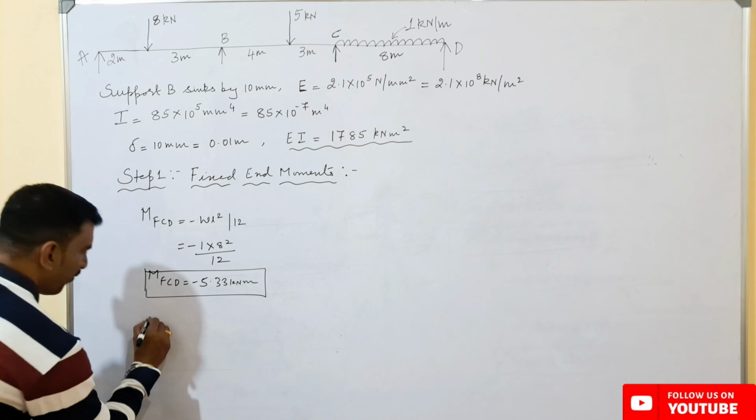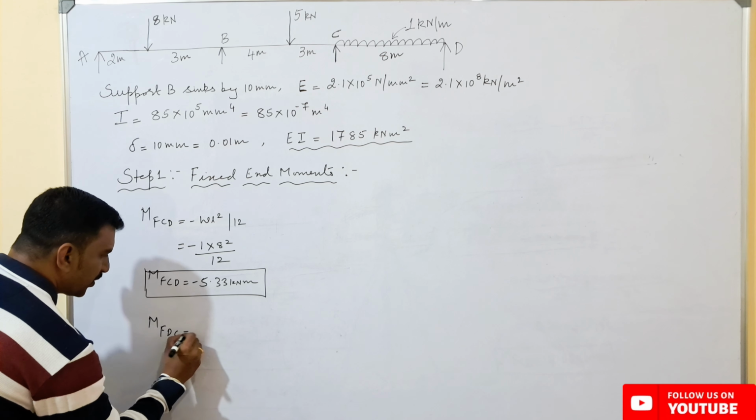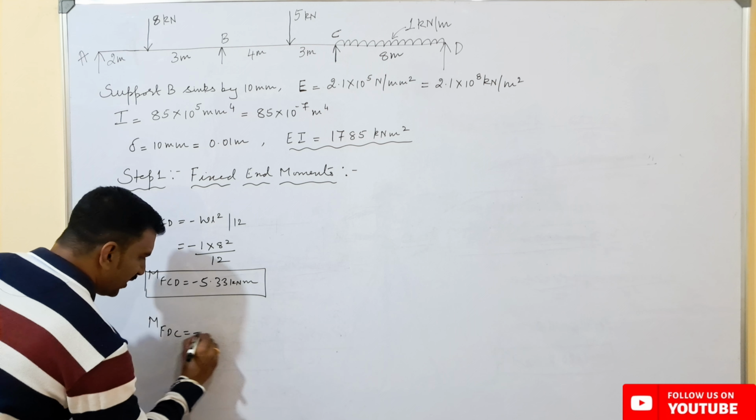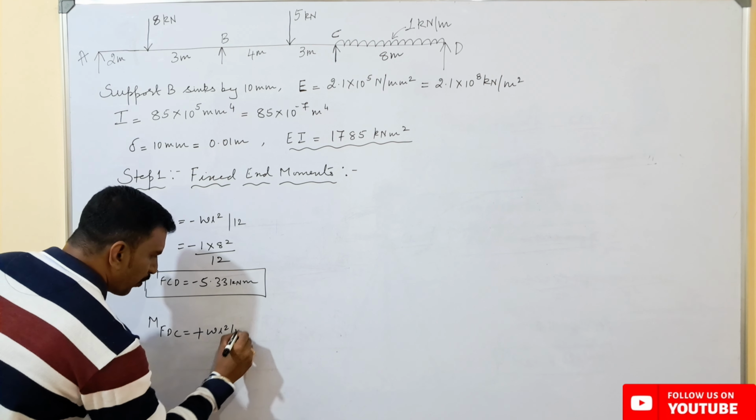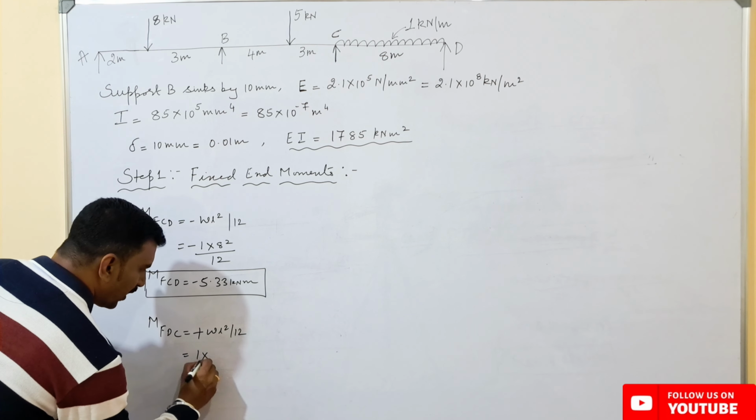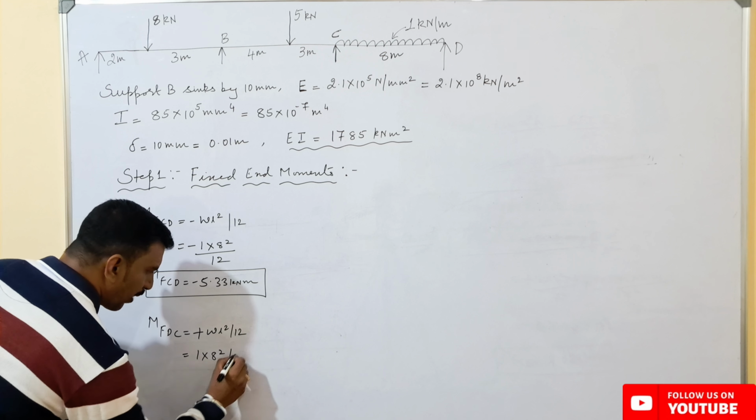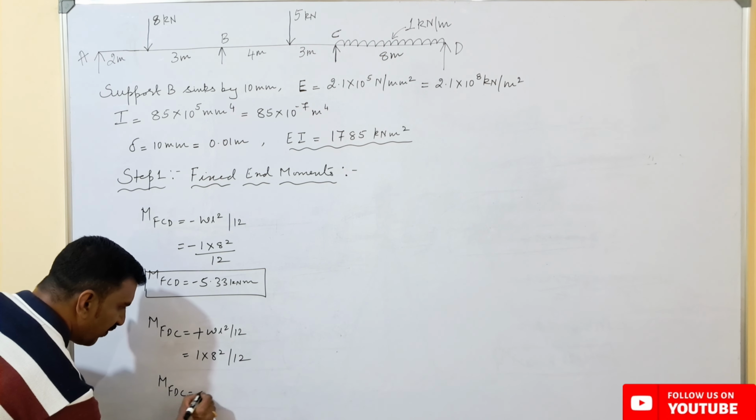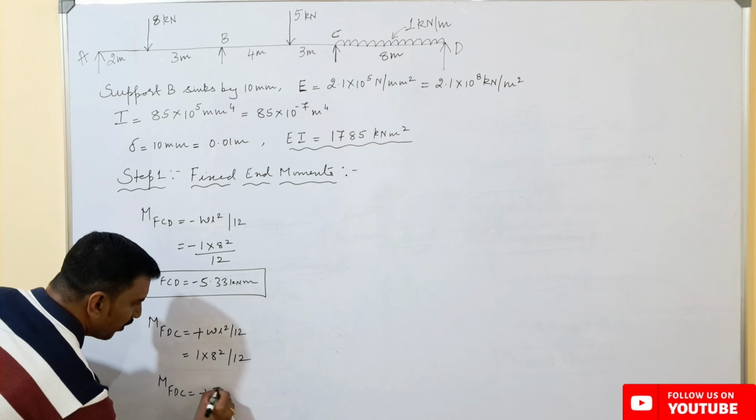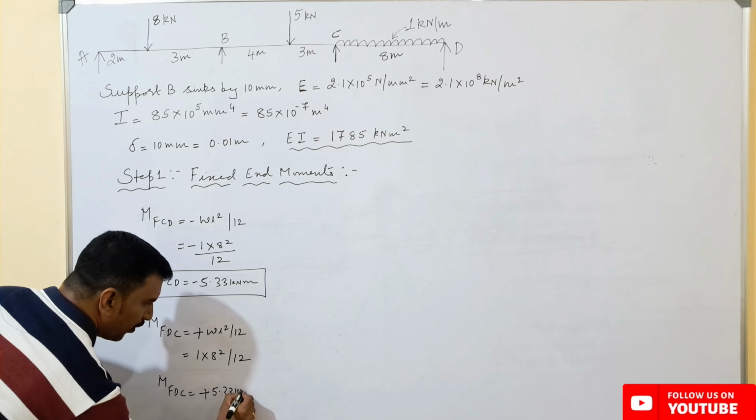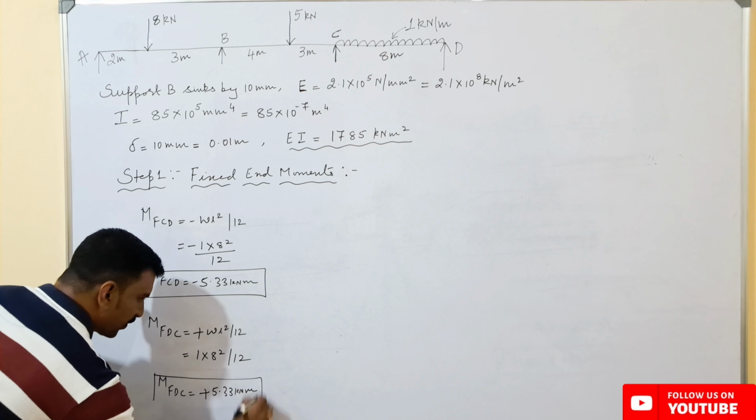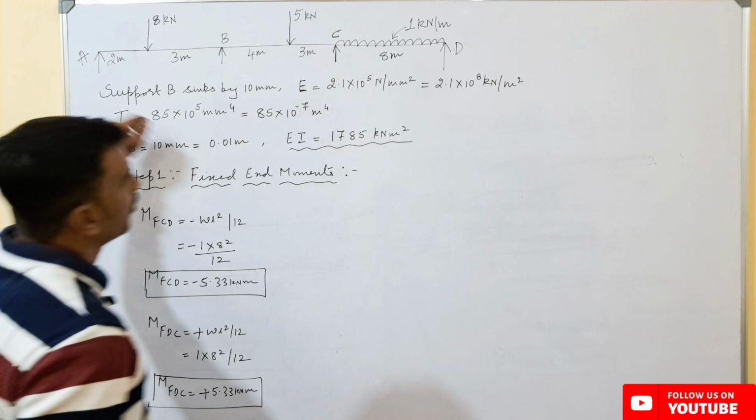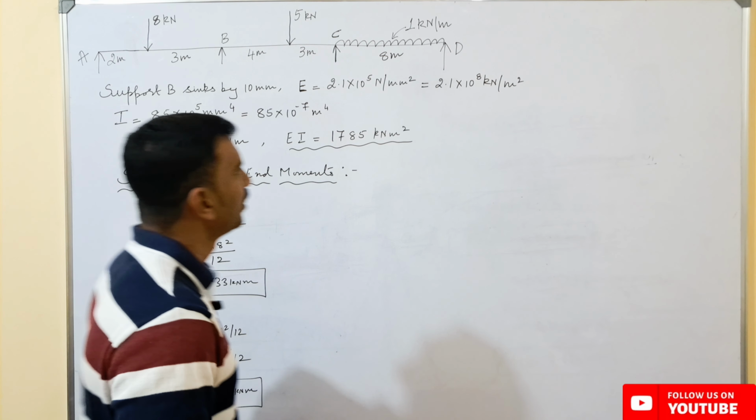Similarly, for the fixed moment from point D to C, the formula remains the same, only the sign changes, that is WL square upon 12, which will be equal to 1 into the span here, 8 square upon 12. So the fixed moment from point D to C will be plus 5.33 kilonewton meters. So this is the value.